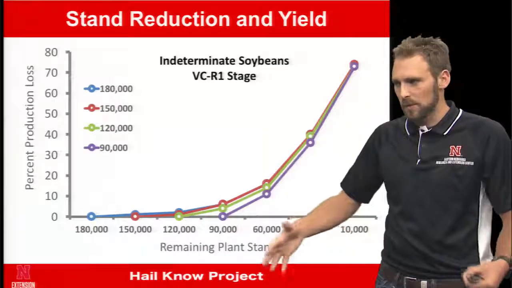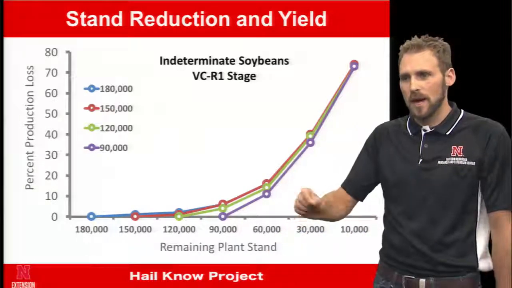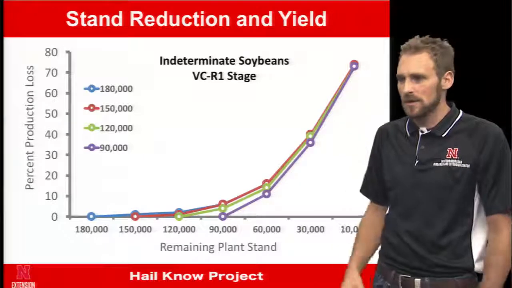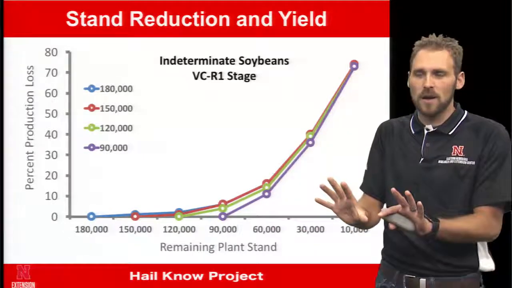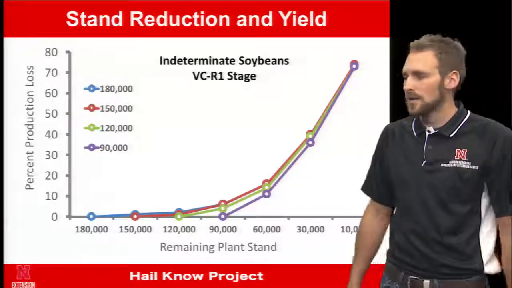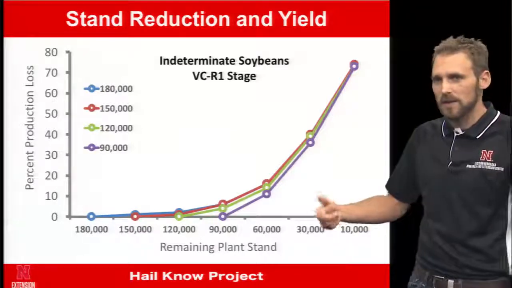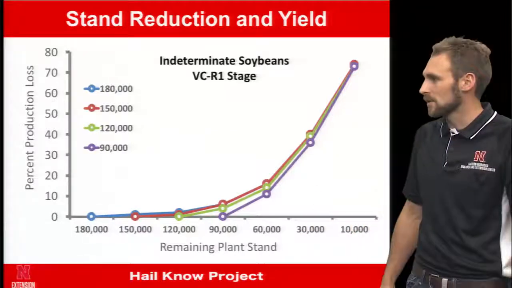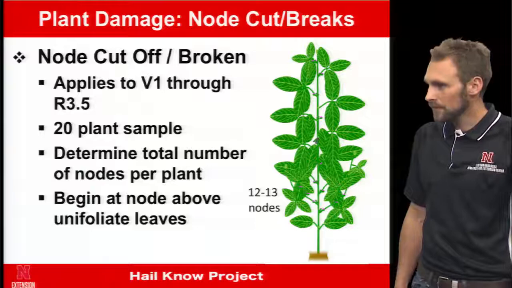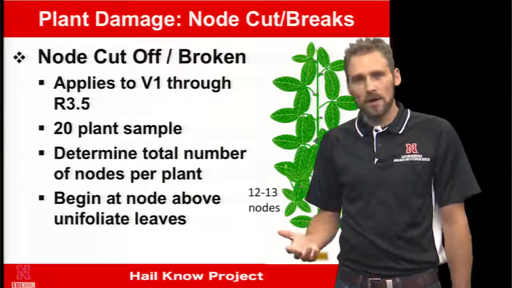If you're seeing a lot of those spaces and gaps, be generous adding a little bit to your potential yield loss. Soybeans can't account for that large of an area of loss. Just one thing to consider is the spatial distribution of those losses in the field. Okay, node cut off or broken.